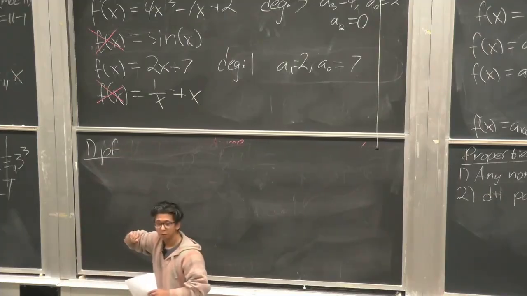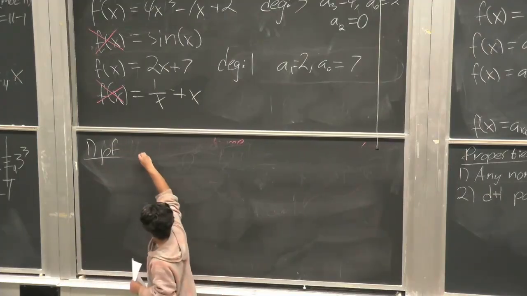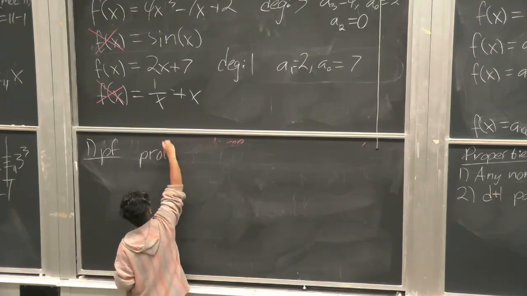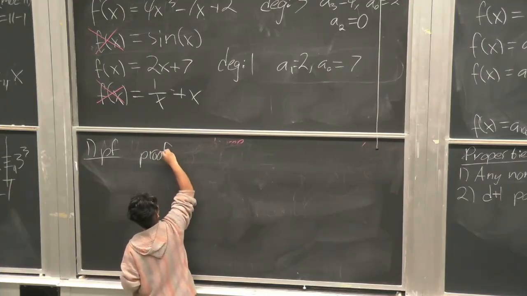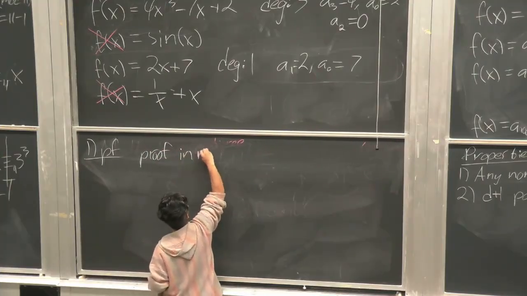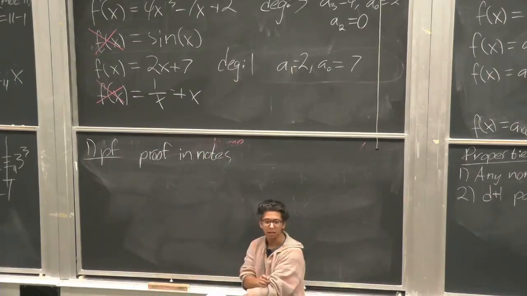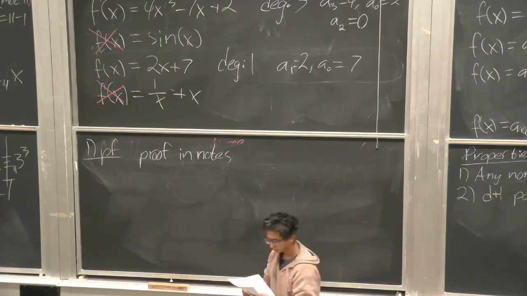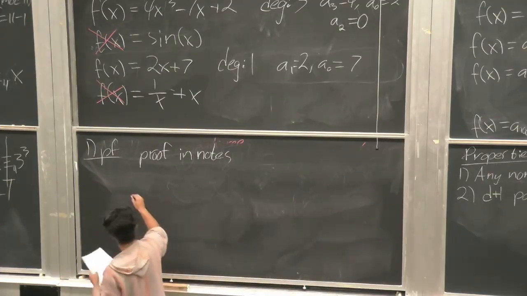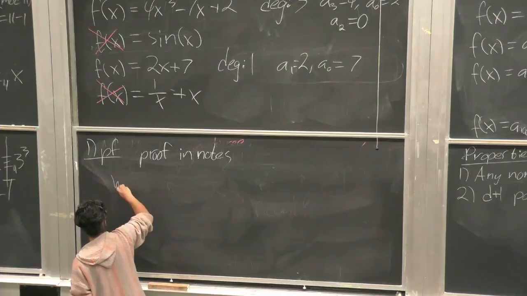The proof of property 1, we're not going to do. This is proof in notes, but I'll give you some intuition, and I'll tell you what big pieces they use. And the intuition is this.